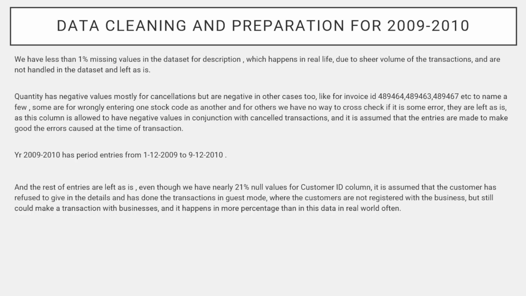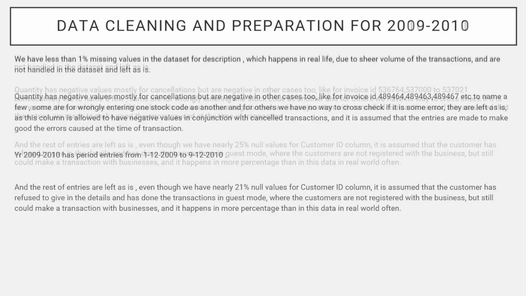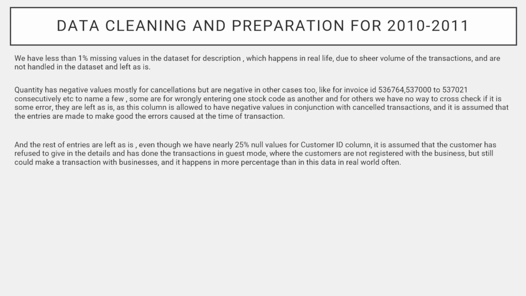So in order to make those errors good, they are instances of negative values in the quantity, as we have observed, and these are made to make good the errors caused at the time of transaction. These are actually important, and they are not taken out of the analysis part. And then I have done the same for 2010 and 11 and observed less than 1% missing values in the description and also 25% null values in the customer id column.